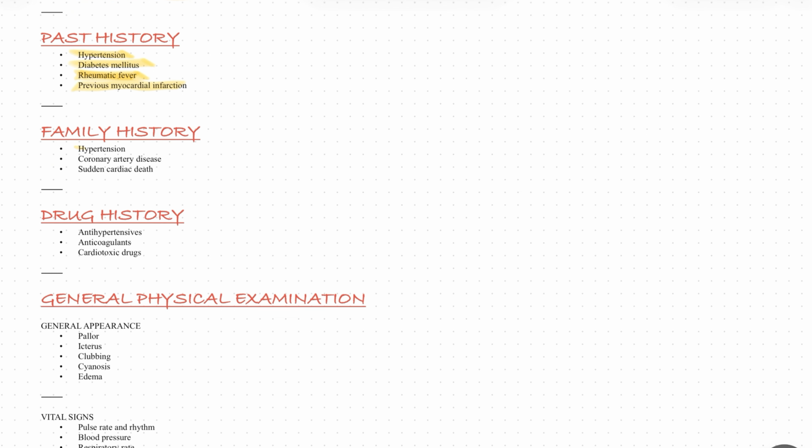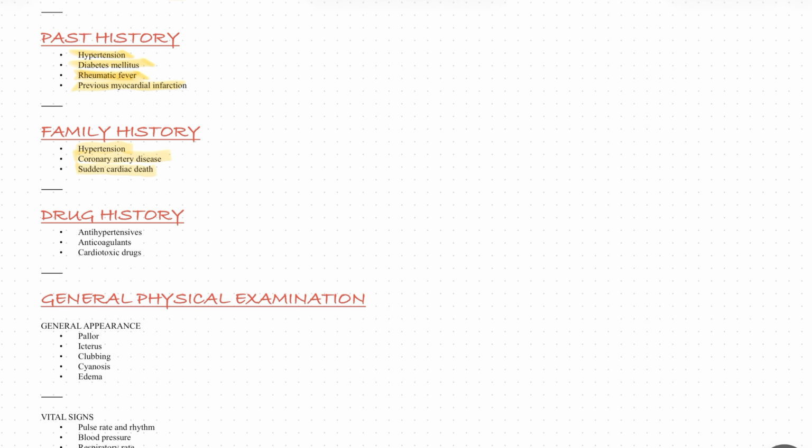Then coming to family history, there are primary and secondary, which you are going to study in PSM and all. They are related to hypertension. So in family history, you can ask about it. Coronary artery disease is one of the most important things you need to ask in the cardiovascular system when it comes to family history. Then any sudden cardiac deaths, which is like an extra bonus.